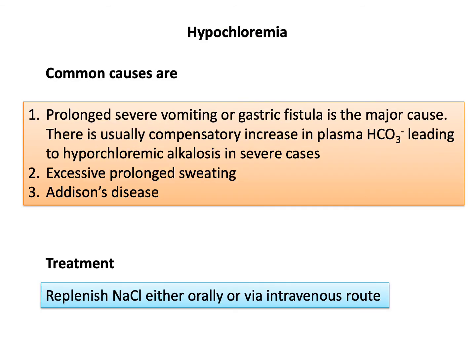Hypochloremia. Common causes are prolonged severe vomiting or gastric fistula. As you can imagine, with severe vomiting, there is excessive loss of hydrogen chloride, that is HCl, which will lead to metabolic alkalosis. There is usually a compensatory increase in plasma bicarbonate levels, leading to hypochloremic alkalosis in severe cases. Other causes are excessive prolonged sweating and Addison disease. Coming to treatment, we need to replenish the sodium chloride either orally or via intravenous route.